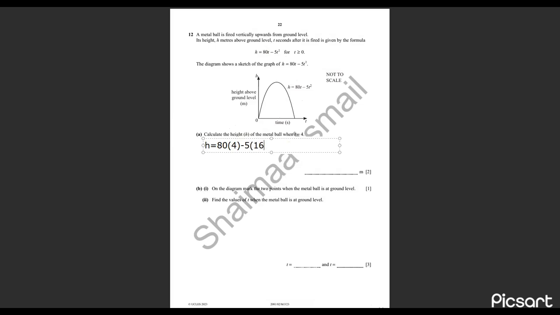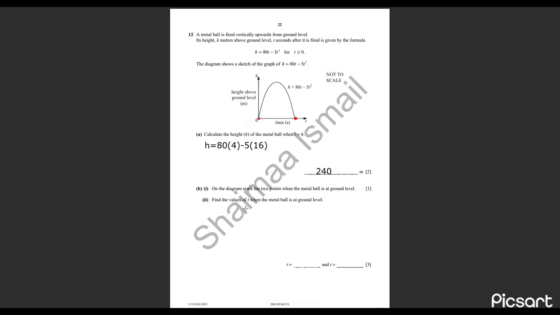Okay, on your calc, put this in, and the answer equals 240. So the height here is equal to 240. On the diagram, mark the two points where the metal is at ground level. Okay, very easy. Let's mark it ground level. That's a ground level, and that's also a ground level.